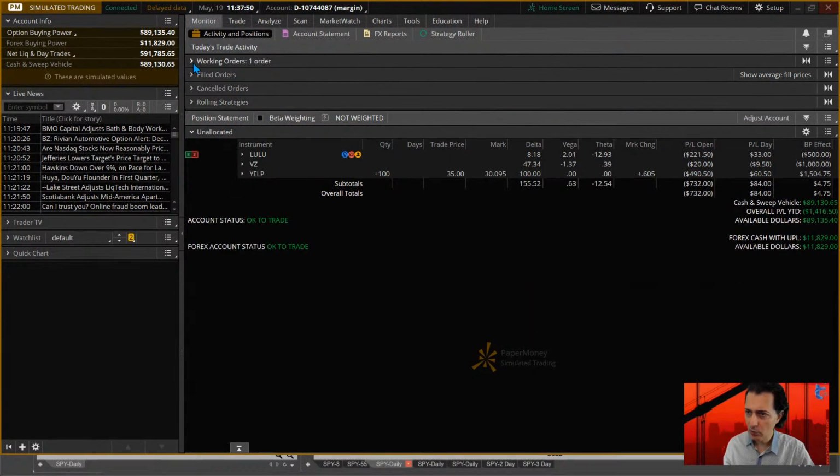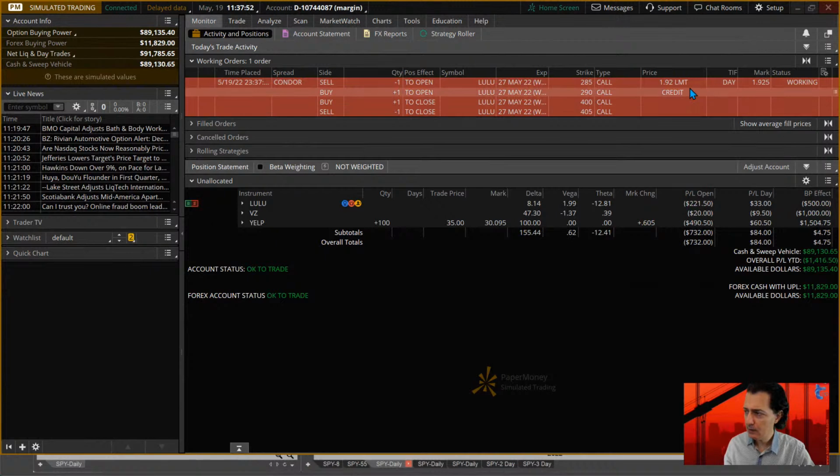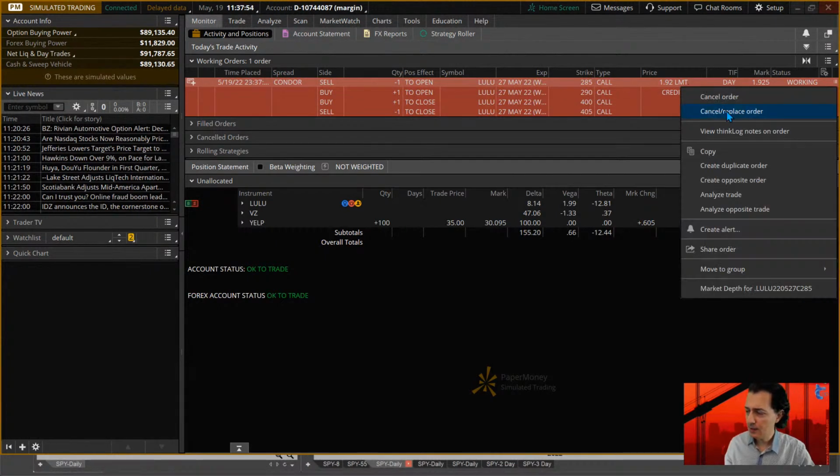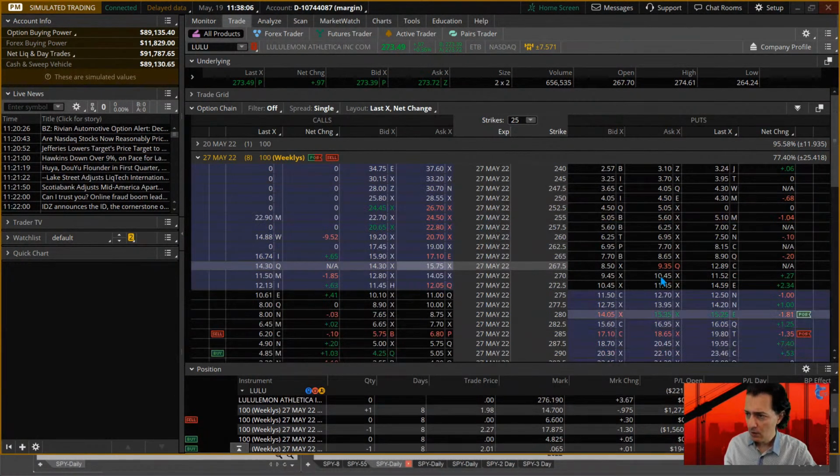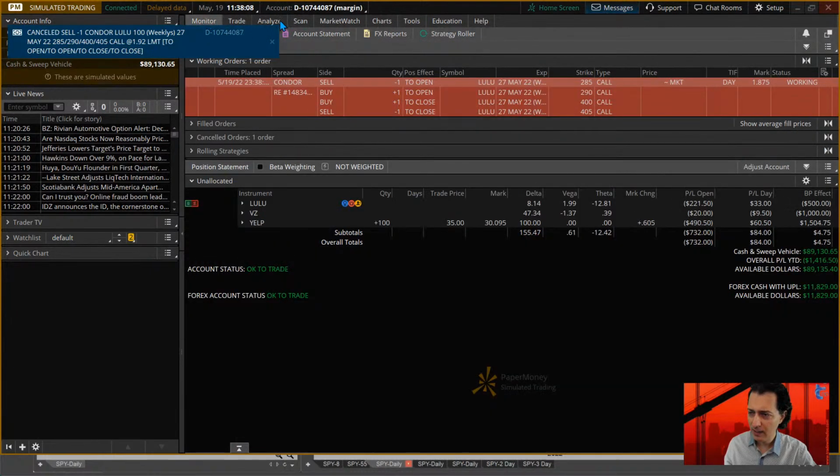Okay, here's the trade with Lulu, which is working. Since I don't want to spend too much time, I'm going to do the one thing I always tell you, please never do it. I'm just going to push it to market just so I get filled, so I can concentrate on finding new trades for the rest of the session. Hopefully I'll get filled very quickly, and then we can report.